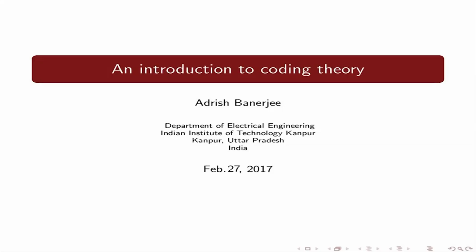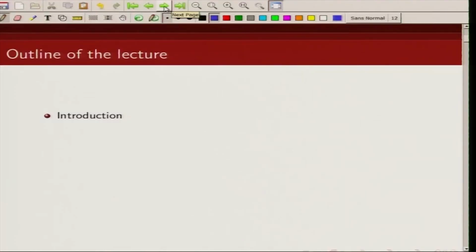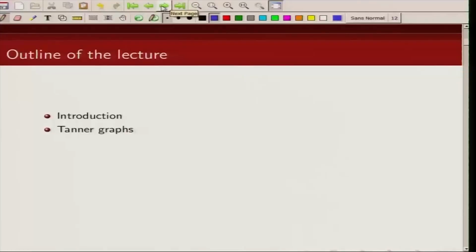Today we are going to give a brief introduction to low density parity check codes. So, we will start off with a very basic definition of what we mean by a low density parity check matrix, what we mean by low density, and then we will show how we can write the parity check matrix using a bipartite graph which is known as a Tanner graph.